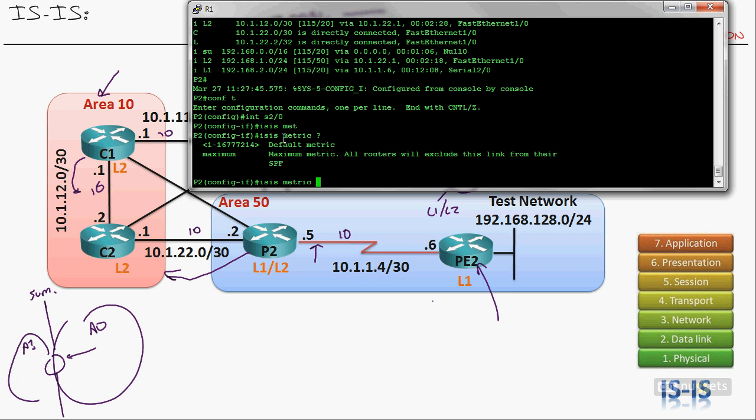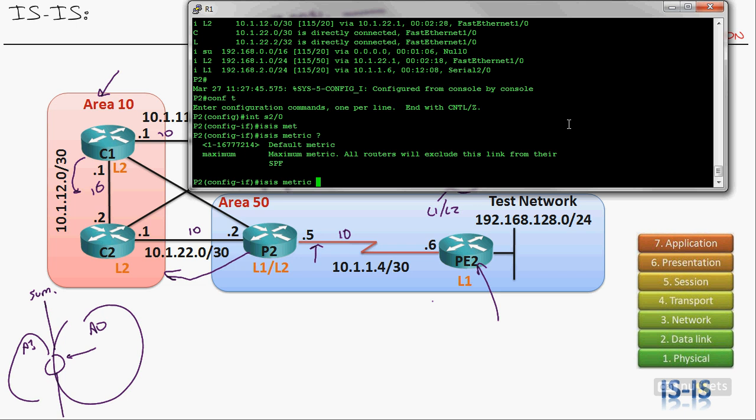Now, some iOS versions, older iOS versions, will only allow you to set a metric from 1 to 63. Newer ones will allow you to have whatever metric in this range that you want because they expanded how many bits it can end up using. But to be safe, if you have older routers, stick in the range of 1 to 63 so that you're compatible with the metric of all of them.